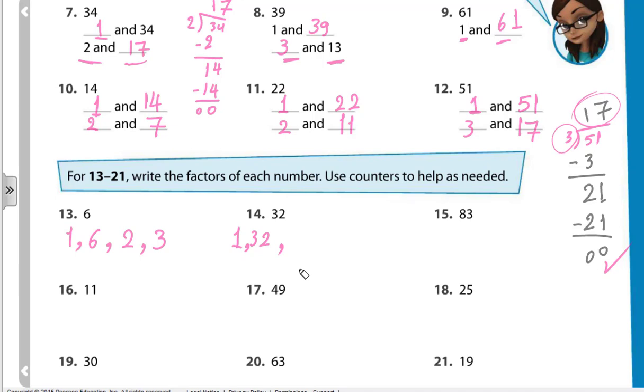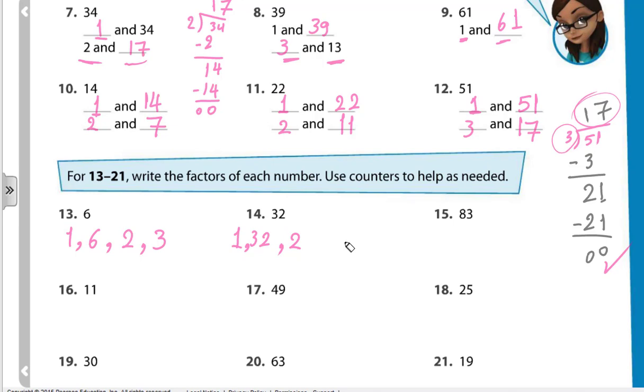After 1, what comes next? 2. Is 2 a factor, yes or no? Yes, it's even. Now we should find the number that if we multiply by 2, we will get 32. You can use long division or mental math, whatever way you want.